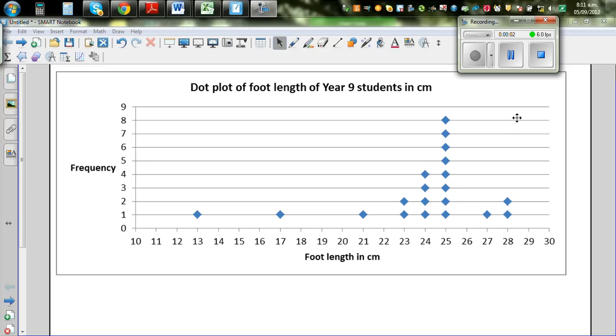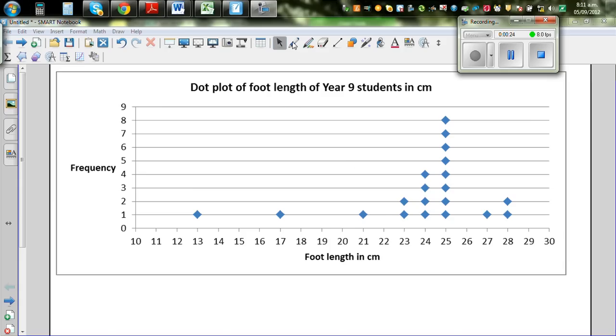In my last video, I showed you how you can draw the dot plot using Excel. Now, one thing that I missed out was to label the axis, which you can do by going to layout. Okay, so I hope you might be knowing this. So this is the dot plot of 20 year 9 students that is measured in centimeters.